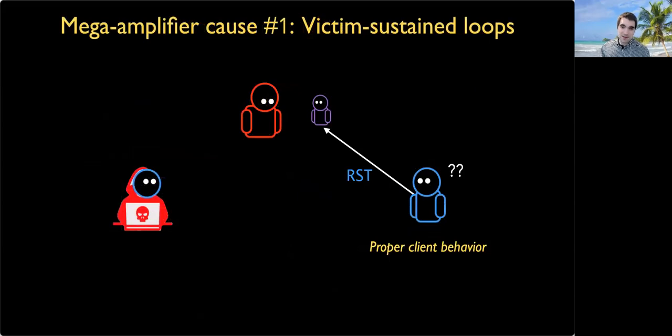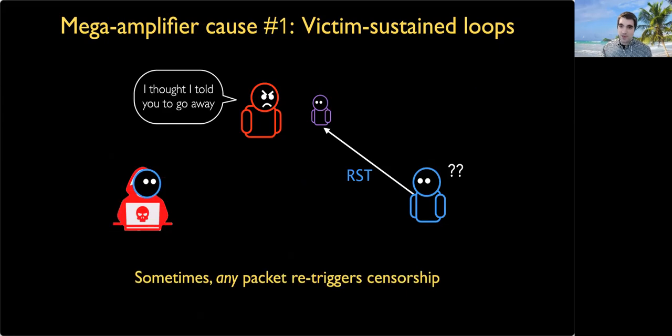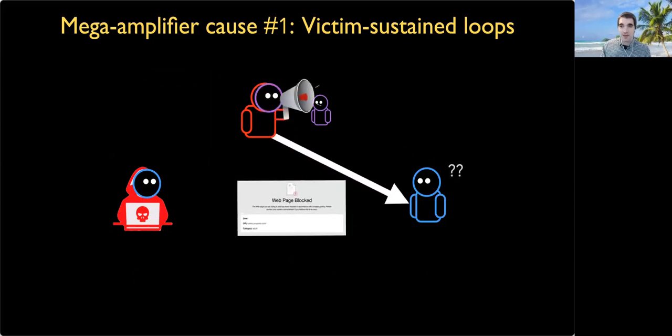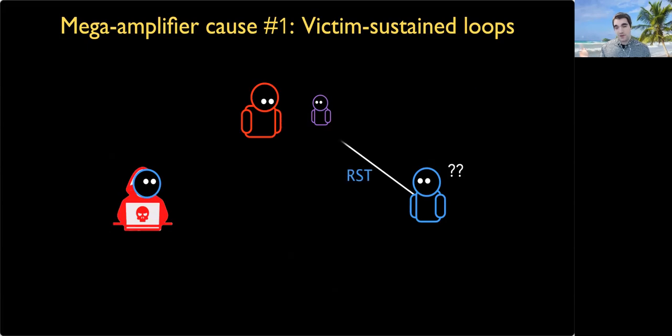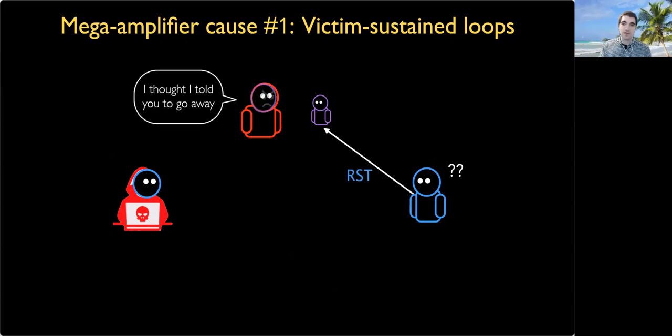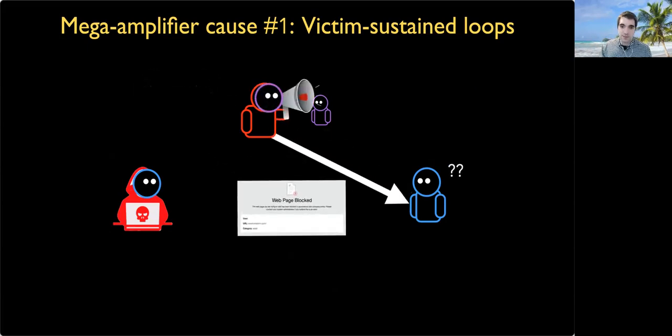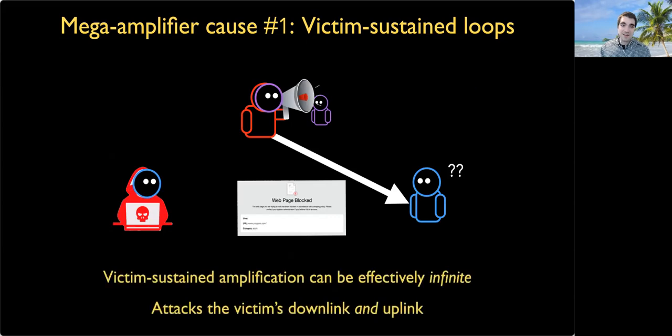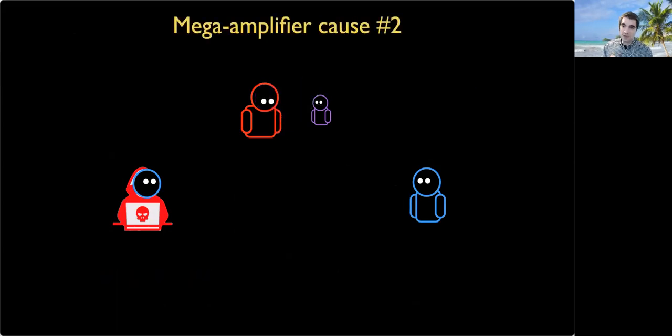We found, though, that some middleboxes are overly sensitive to seeing any packet from either side of the connection. And in fact, any packet at all will cause that middlebox to re-trigger censorship and resend another block page to the victim. This, of course, then causes the victim to send another reset, which causes another block page to be sent by the middlebox, and this continues indefinitely. This victim-sustained amplification is effectively infinite. This attacks both the victim's uplink and their downlink.